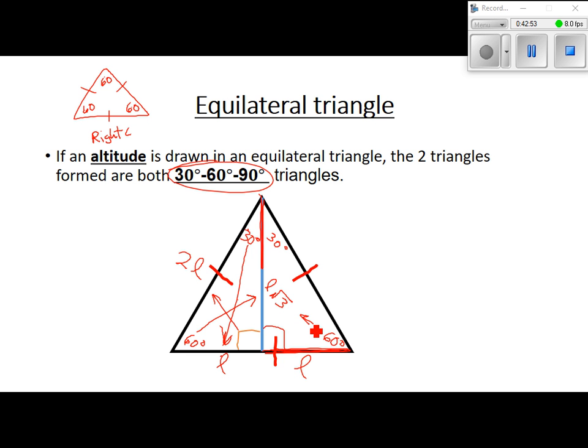What's the side across from the 60-degree angle get labeled? Which we already have, don't we? You just did that, just smarter than me. Yeah, I did. Side across from the right angle gets labeled what? 2 times L. Notice, this is 2L, this is 2L. How much is this whole thing? 2L. Now, all those sides in an equilateral triangle should be the same.